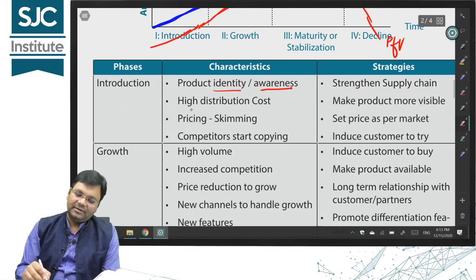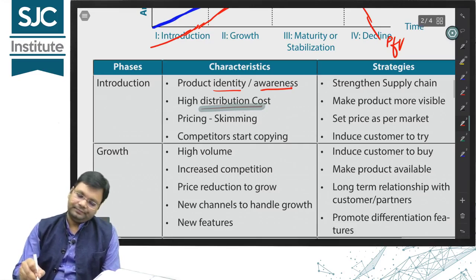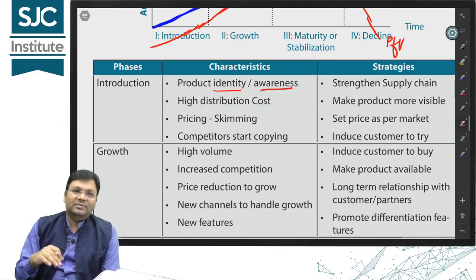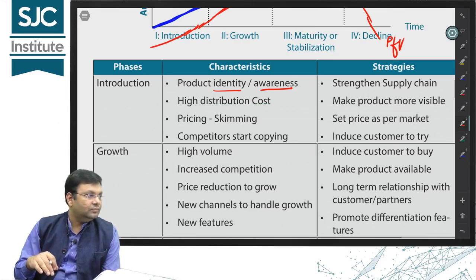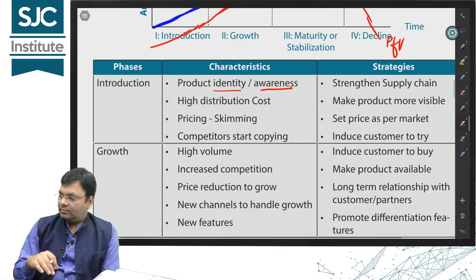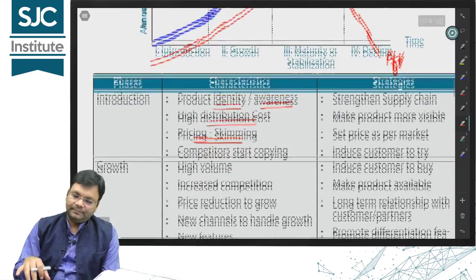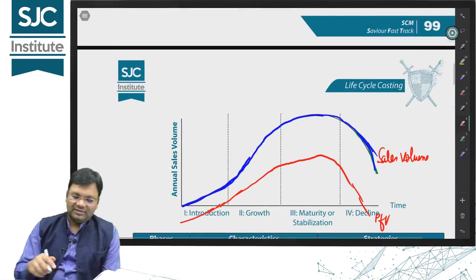Then there is high distribution cost here. Why? Because we are launching the product, so we launch it with a bang. Everyone around us at least must get to know. Okay, then third is skimming pricing. Now what is skimming? Let me explain skimming pricing.